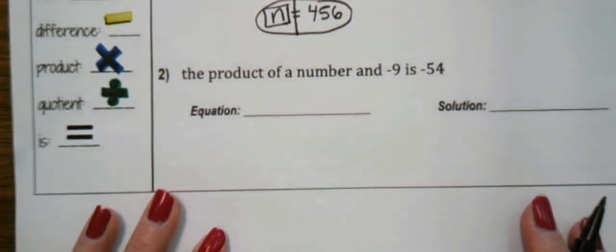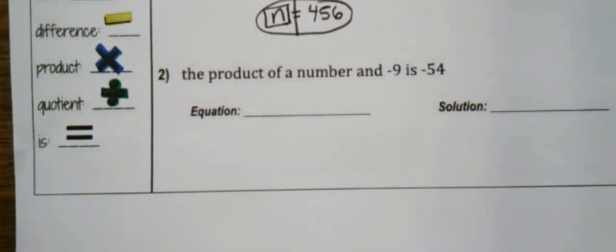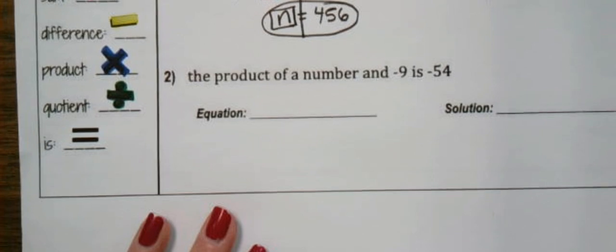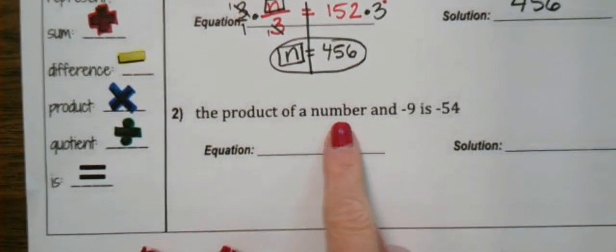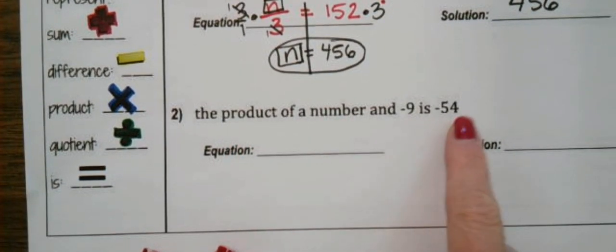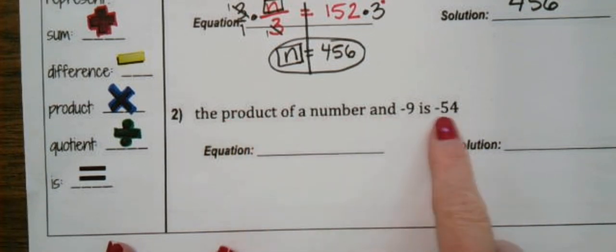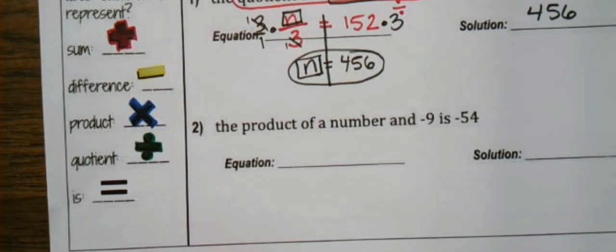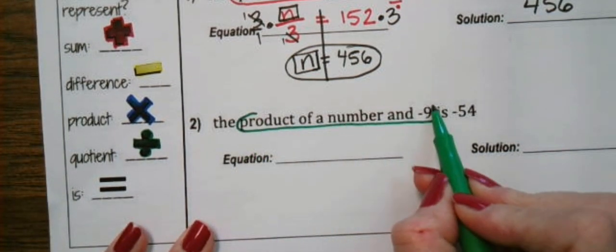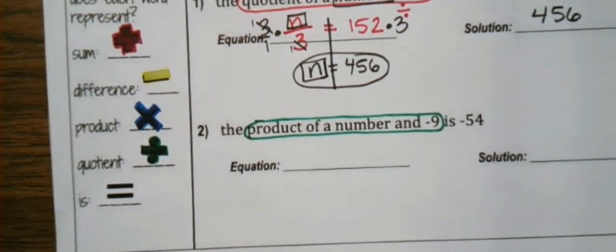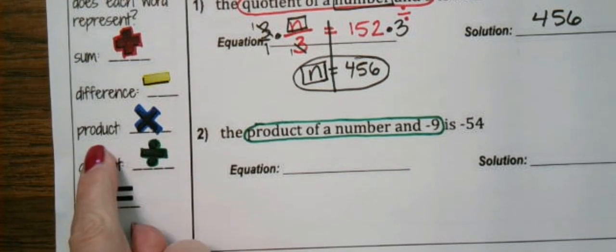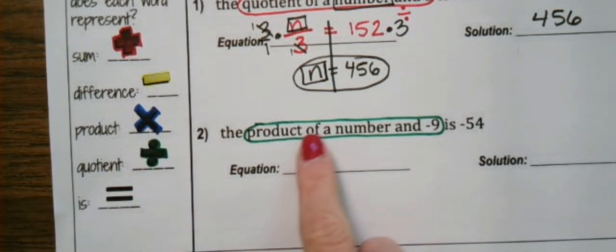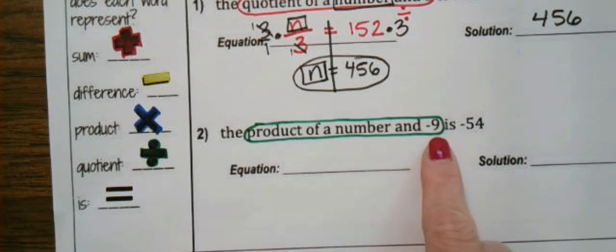Let's take a look at the next problem, number 2. Okay, we're going to read it here. It says the product of a number and -9 is -54. So we're going to take these words and we're going to replace them with mathematical symbols. That's going to give us an equation which we can solve. So let's look at this one. I see here it says the product of a number and -9. Okay, product, well, that means multiplication. So we are going to be multiplying a number and -9.